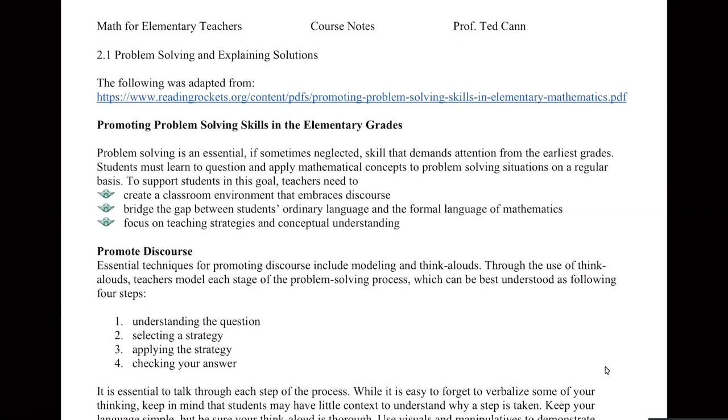You create something and you share that something with everybody else, because that's just how it goes, all right? So anything that I provide you is definitely yours to keep. Right. So, promoting problem solving skills in the elementary grades. And you could substitute the words elementary grades with all grades.